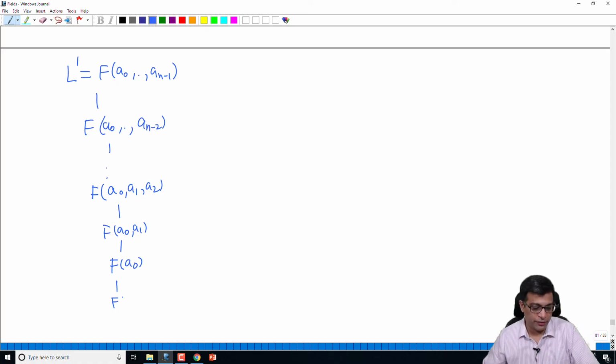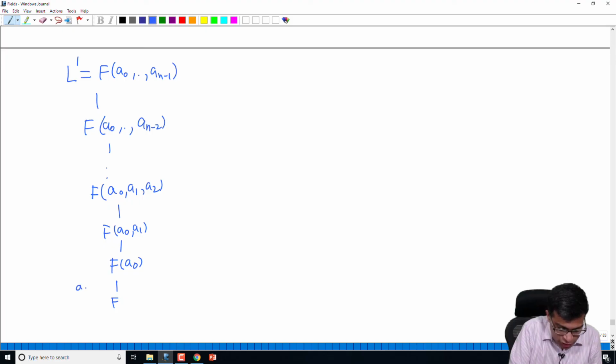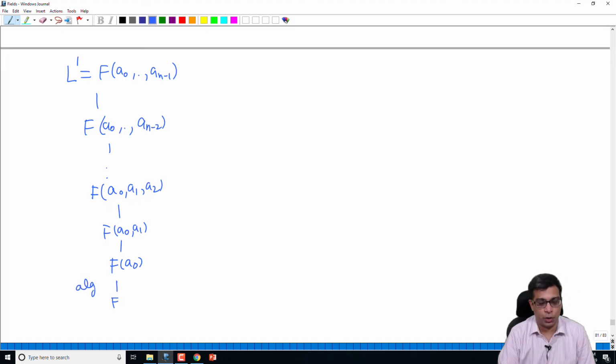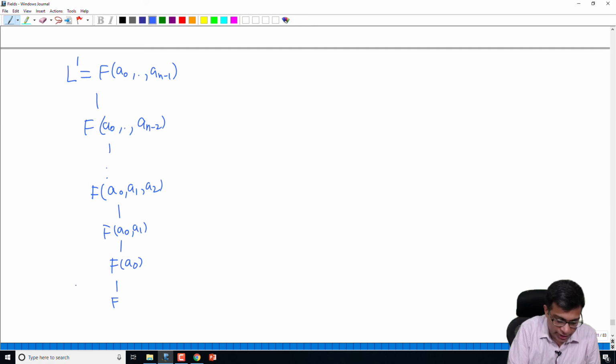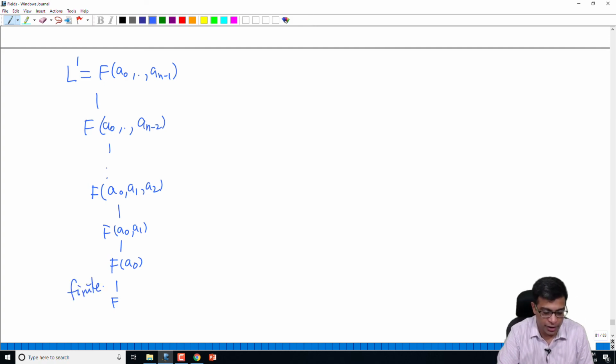Okay, so you have these. This is algebraic because A0 is algebraic over F, A0 being an element of L, and L is an algebraic extension of F. So A0 is algebraic over F. It is algebraic, hence it's finite. An algebraic extension generated by a single element is finite.